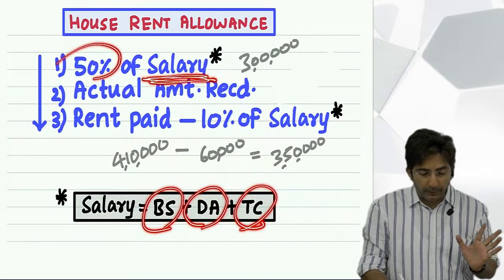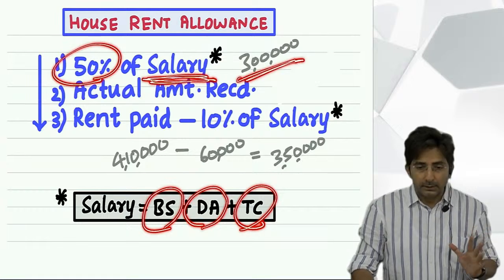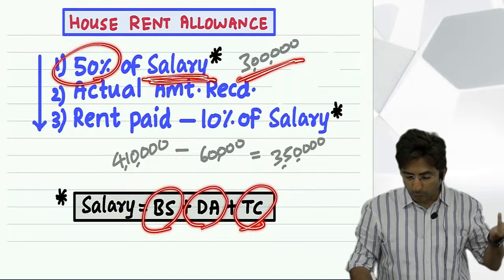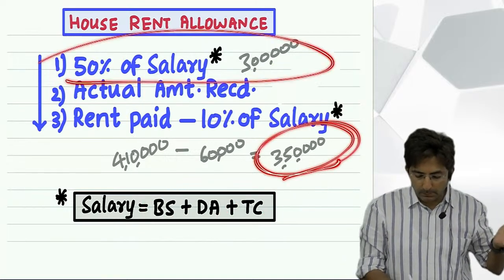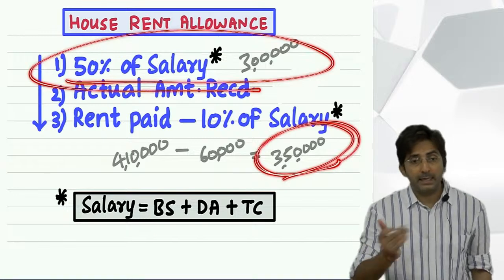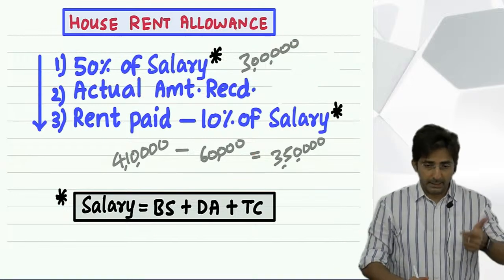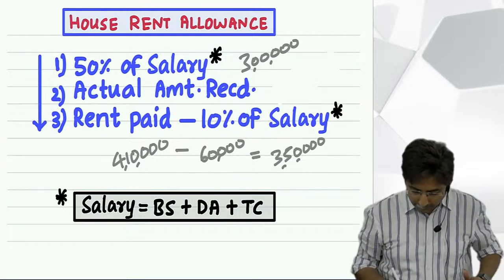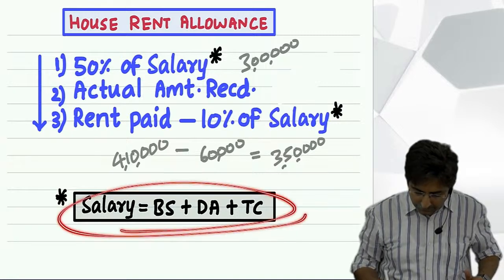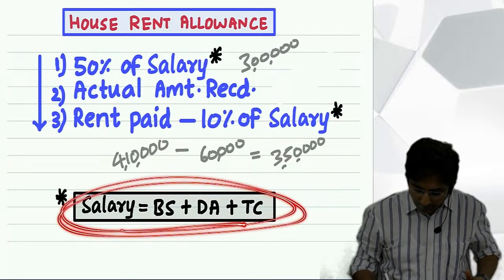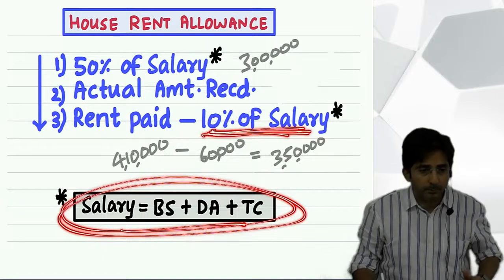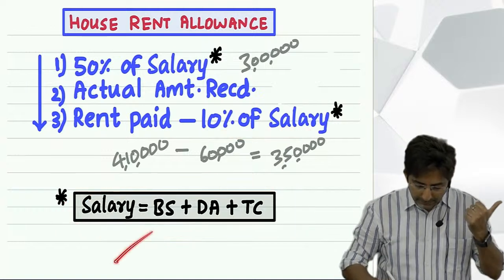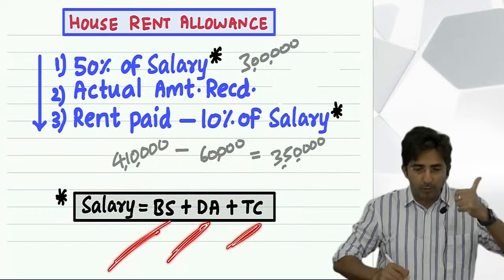Of that you have to take 50%. And that will give us the maximum exemption which government is ready to give you. With due respect to your burden, we can help you maximum 50% of your salary. And your salary means basic, dearness allowance and turnover commission. One more thing: this same basic plus DA plus turnover commission will be used in this 10% formula also. 10% of what? Salary means basic salary, dearness allowance and turnover commission.